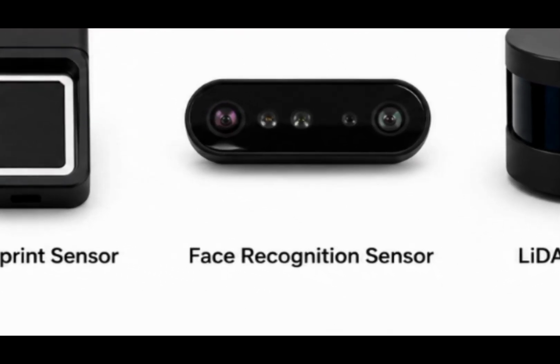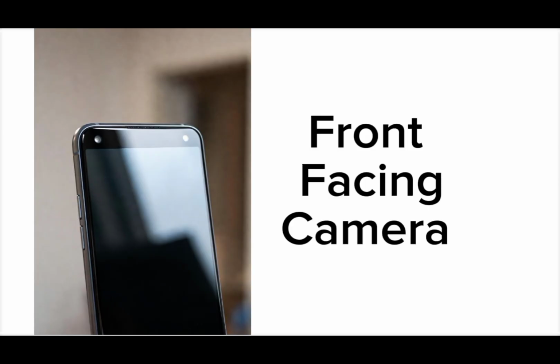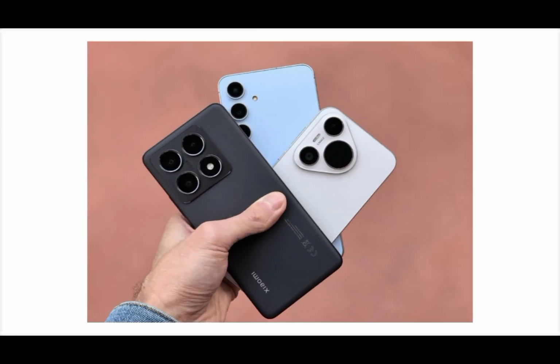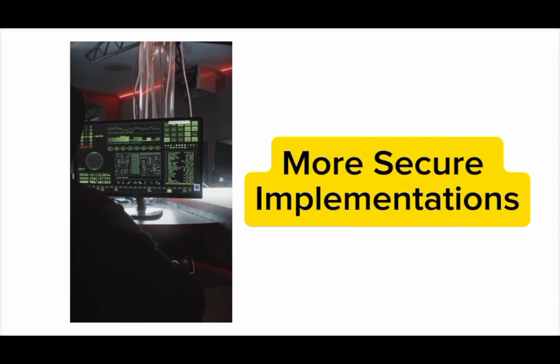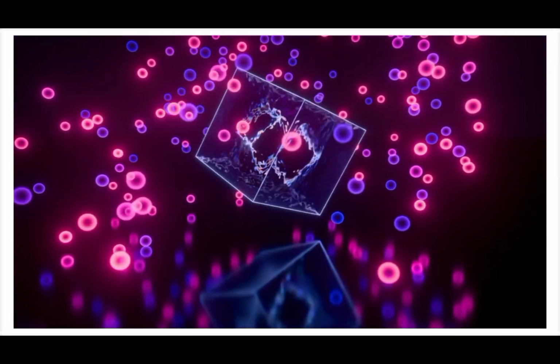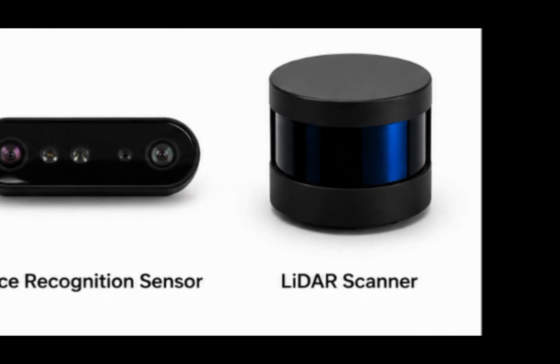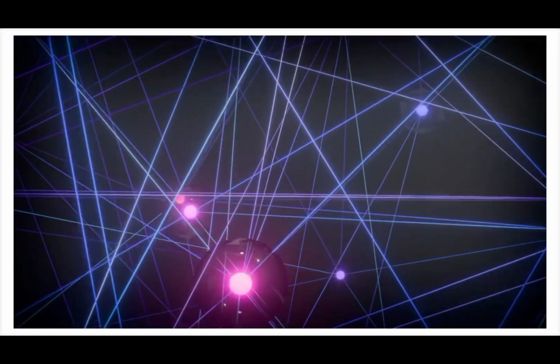Face recognition sensor. The front-facing camera combined with dedicated processing software handles face unlock on most devices. More secure implementations go further by projecting infrared light or structured dot patterns onto the face and reading how those patterns deform across its surface. This builds a three-dimensional model that is considerably harder to deceive than a system based on a flat camera image alone.